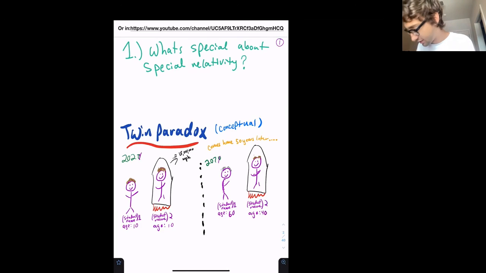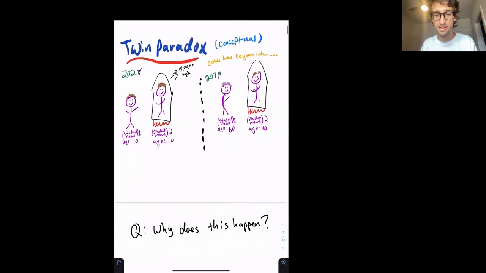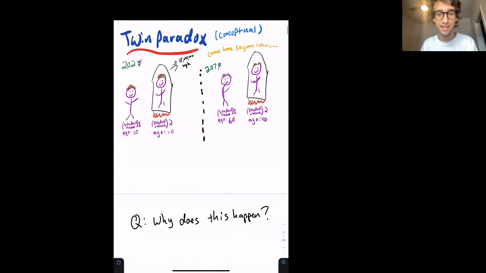So what's some intuition for why this happens? Does anyone know the answer, or have a word they could say, maybe two or three words? Yes, exactly. Time moves slower when you move. So how can we see this?